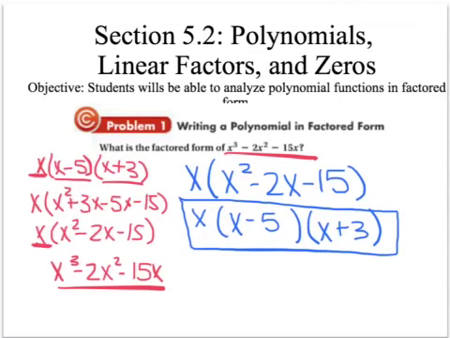So if it ever tells you to check by multiplying, all you do is take your factored form and remultiply it. Make sure you got the same thing. Notice we have 3 x's here in our answer. This came from a cubic polynomial. X to the third gave us 3 x's here in our factored form.